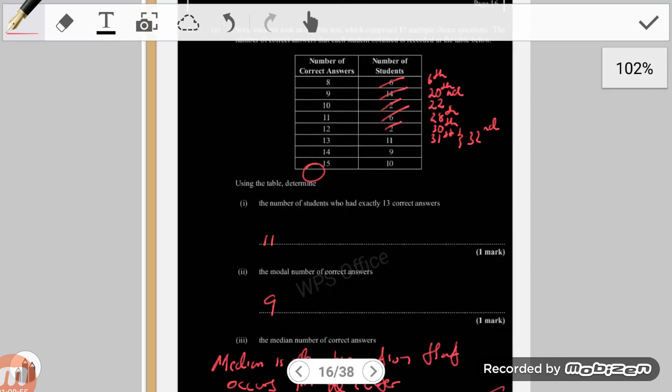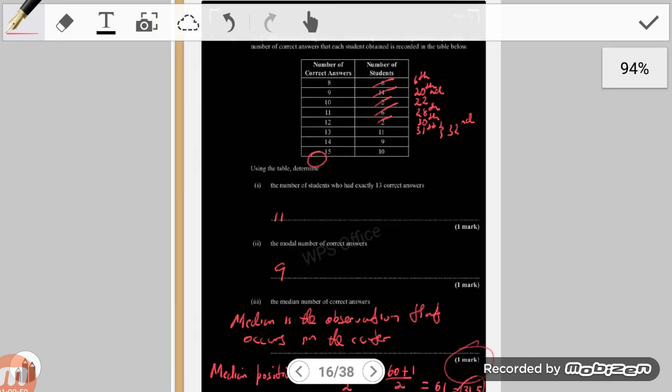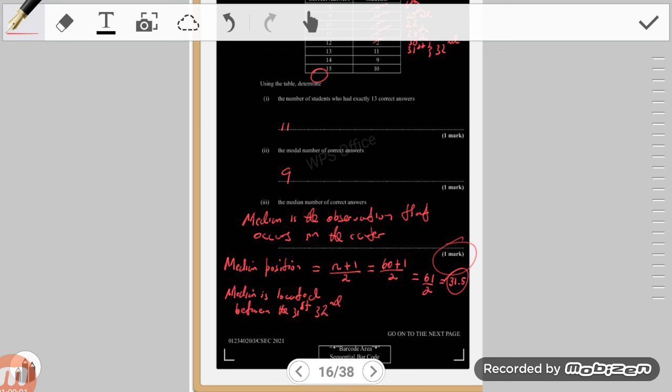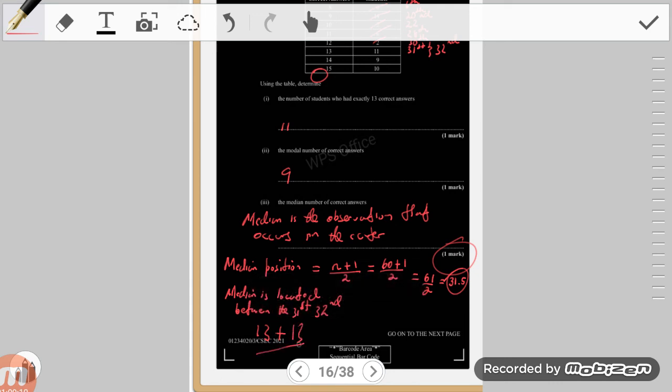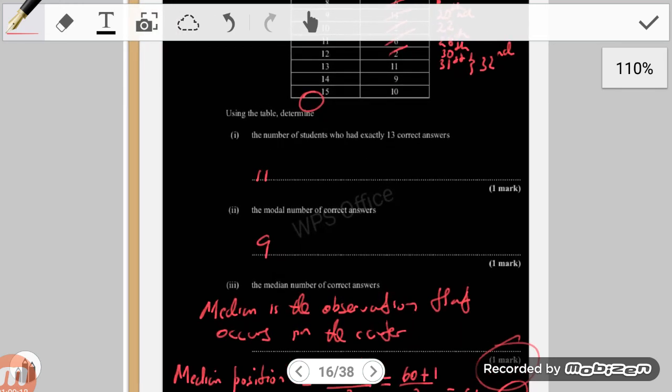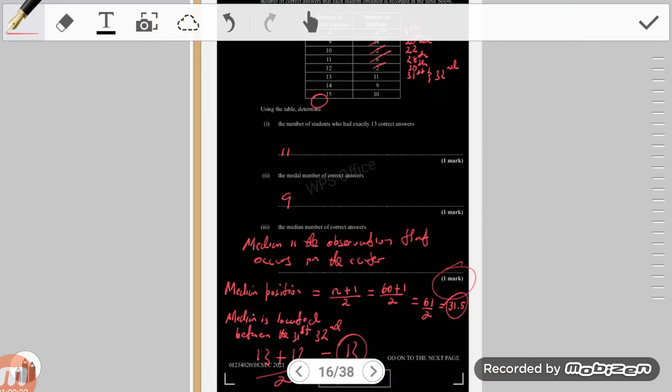So my 31st value would have been 13, and my 33rd value, because I'll have 11 more 13s to write, I would have 10 more 13s to write. So 13 plus 13 divided by 2 is still going to give me the value of 13. So my median value here is 13. Alright, and that is how you can easily find the value of the median there.